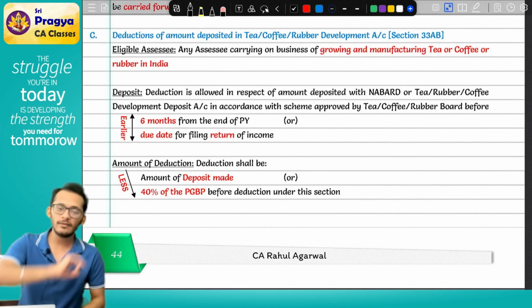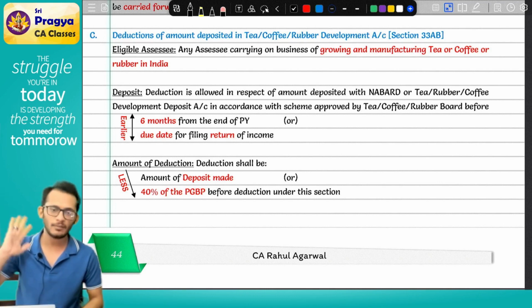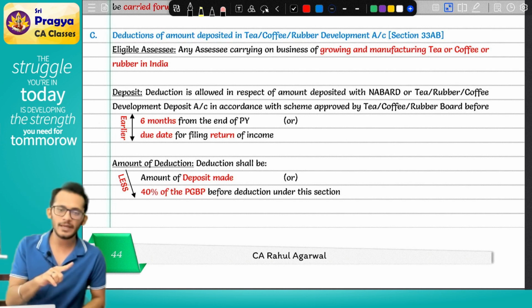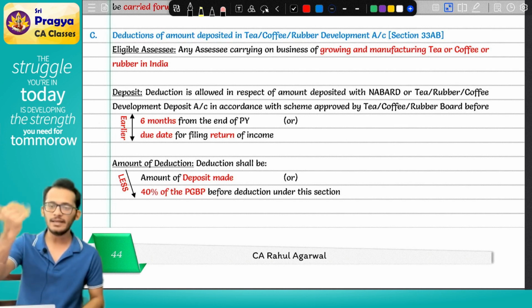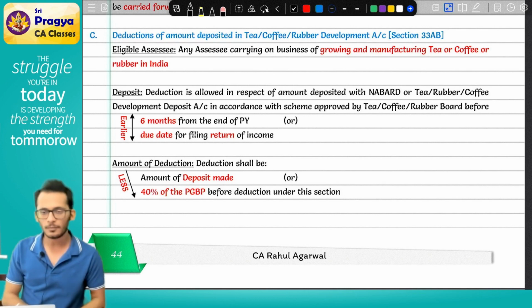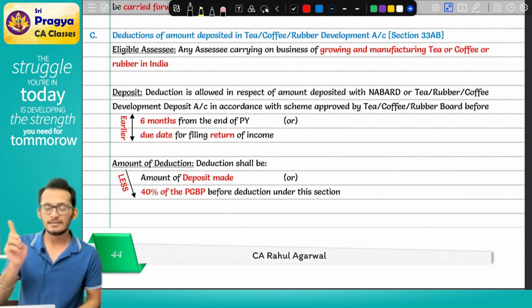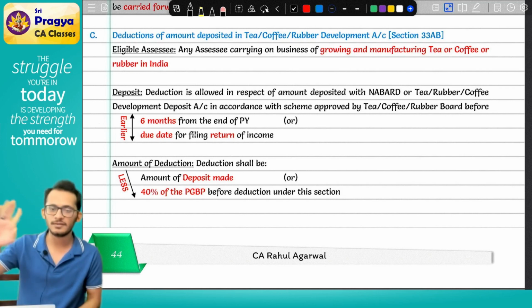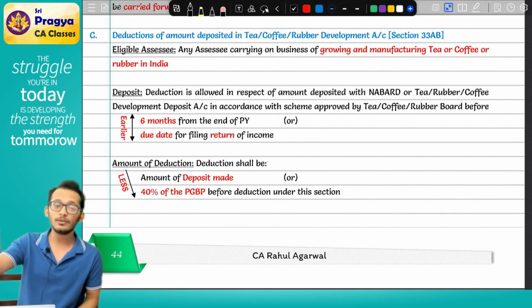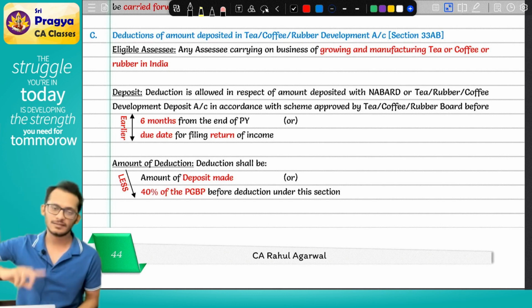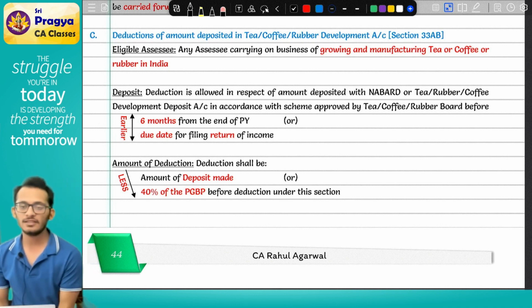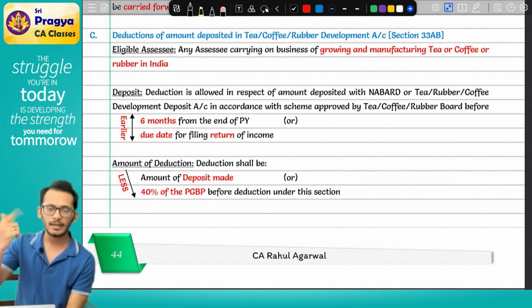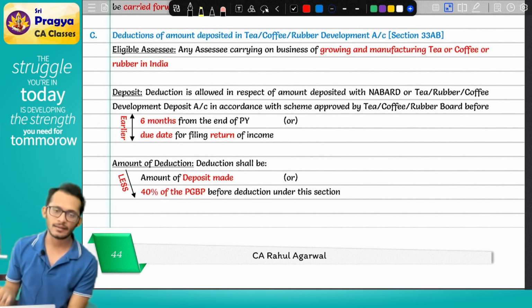If you are doing the WDV method, it's a block of asset concept, direct block, where you take the opening WDV, additions more than 180 days, additions less than 180 days, additions not put to use, reduce the sale value, and arrive at the cost. On that cost, you have to do depreciation. Sale value, if you have it, you will reduce on a FIFO basis. You will do depreciation on opening WDV at 100%, more than 180 at 100%, less than 180 at 50%.